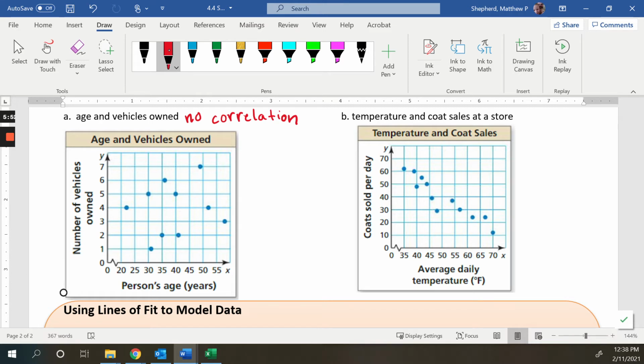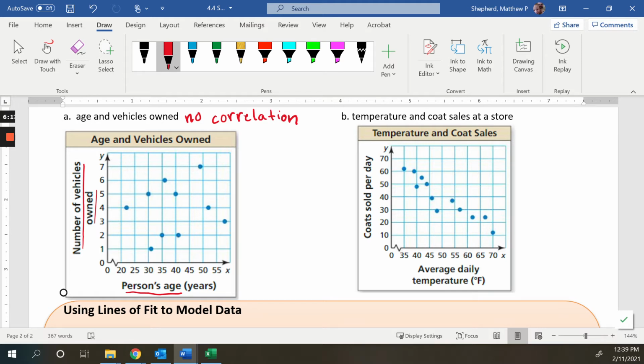So this represented the number of vehicles owned and a person's age. Okay, so what age you are apparently is not a good predictor of how many vehicles you currently own. Okay, so there must be other things going into it.